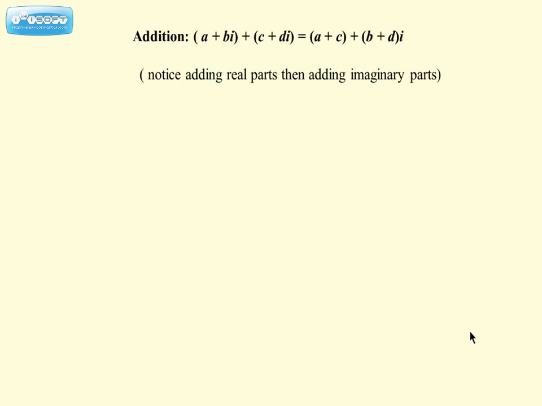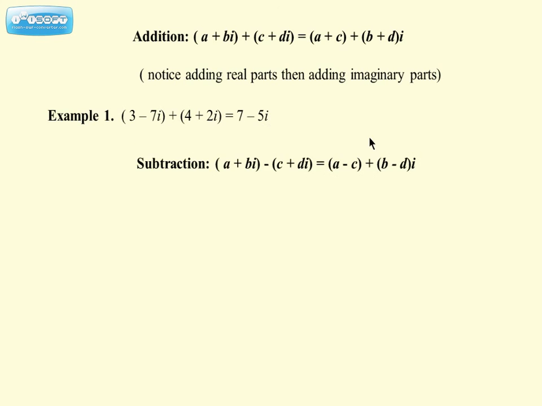Let's look at addition and subtraction. When we add, we add our real components, then we add our imaginary components. As an example, we have 3 plus 4 is 7, negative 7i plus 2i is negative 5i. Reals to reals, imaginaries with imaginaries. You can treat the i as a variable.